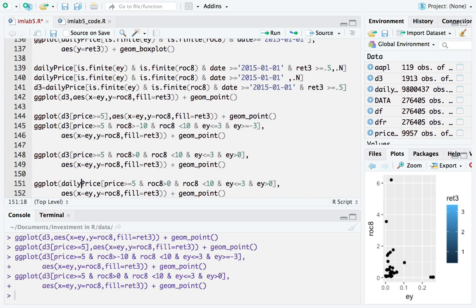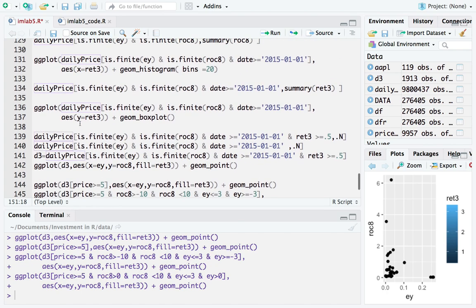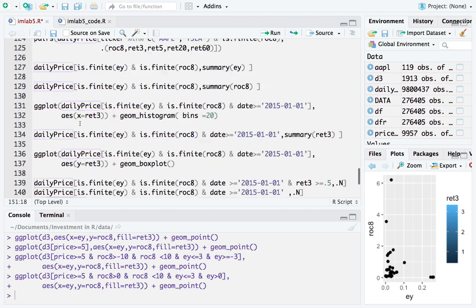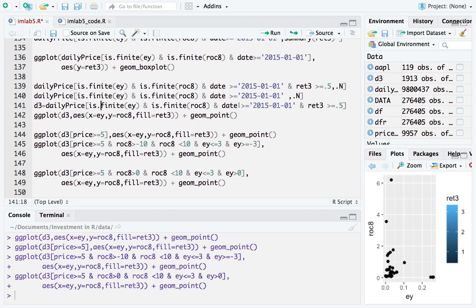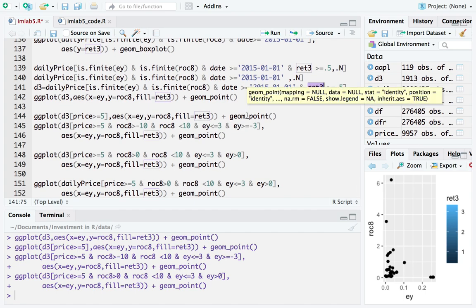the reason I'm going back to daily price is because remember, we filtered D3. Where do we filter D3? Where are you, D3? Right here. We filtered it for 3-day returns that are greater than 50%. By the way, we have other returns to look at. We haven't even looked at that, right? It's just for the sake of time.